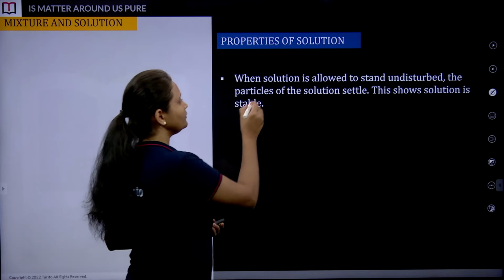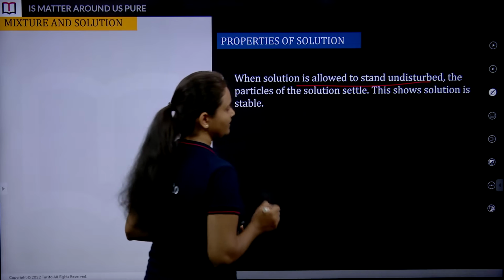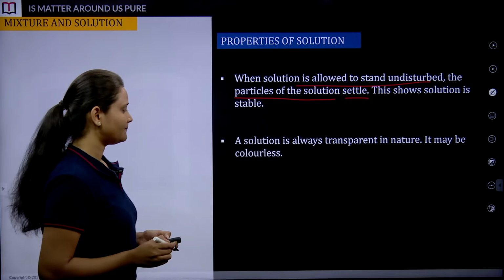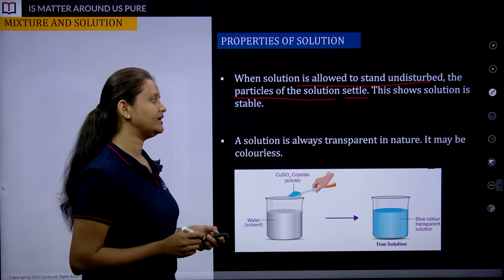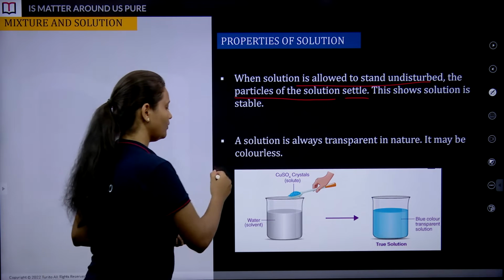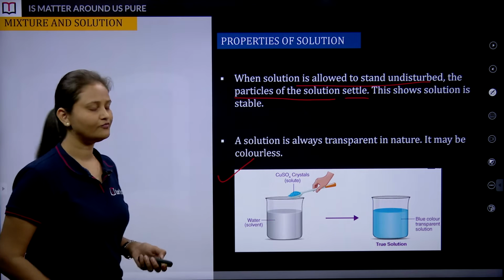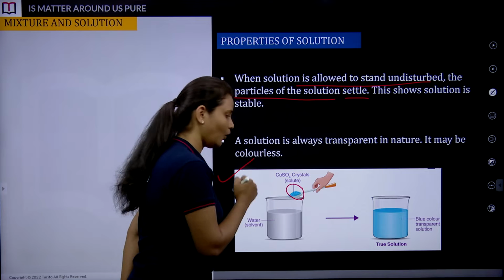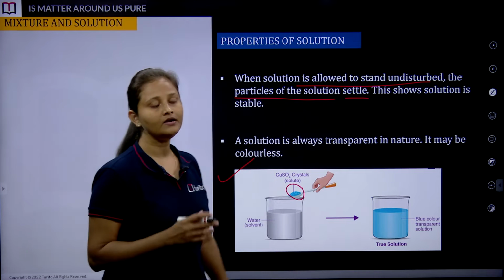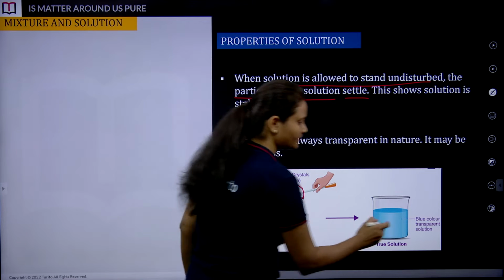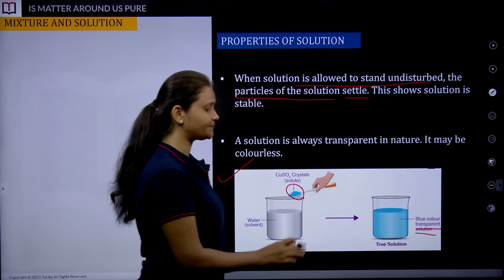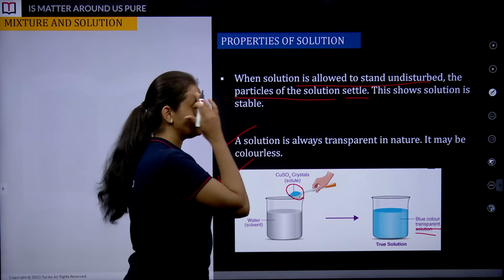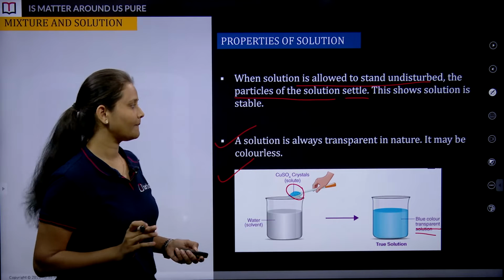Next, when a solution is allowed to stand undisturbed, the particles of the solution do not settle. This shows the solution is stable. A solution is always transparent in nature, though it may be colorless. I hope you all remember the example I have given, copper sulfate. If you add a pinch of copper sulfate crystals to water, you get a blue colored solution which is transparent in nature. So try to understand that a true solution is always transparent in nature, correct?